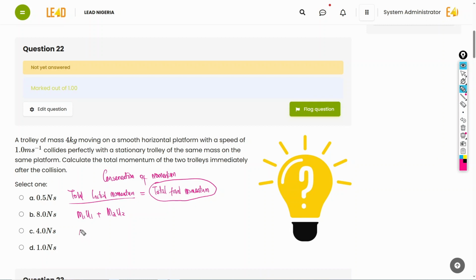So m1u1, that's 4 times 1, plus m2, 4, because say it's the same mass, right? But it's stationary, so times 0. So the answer is just 4, right? Because this cancels out. So the answer is just 4, that's C.